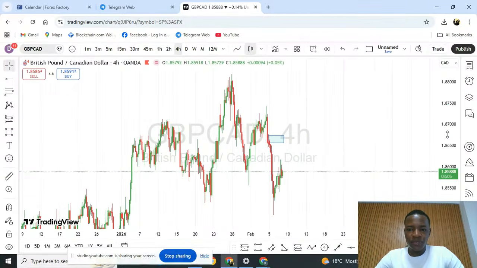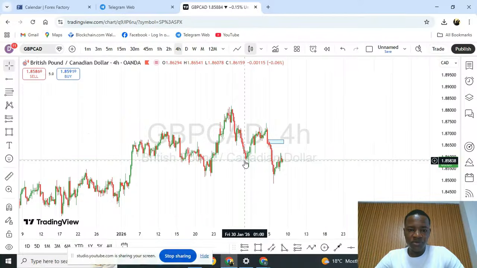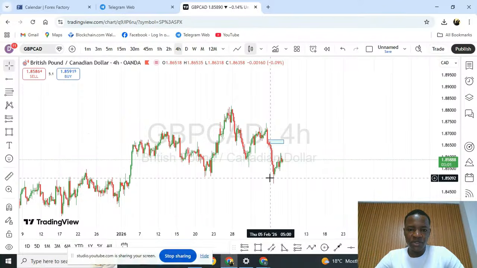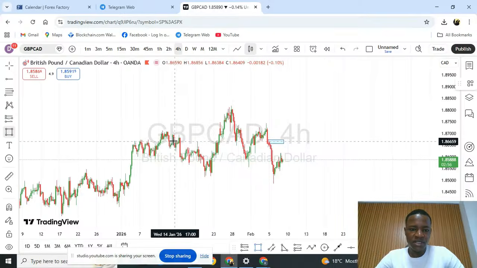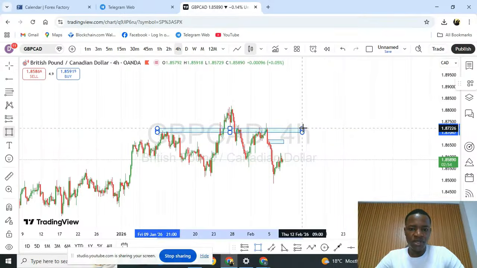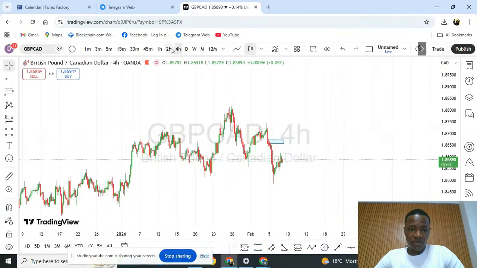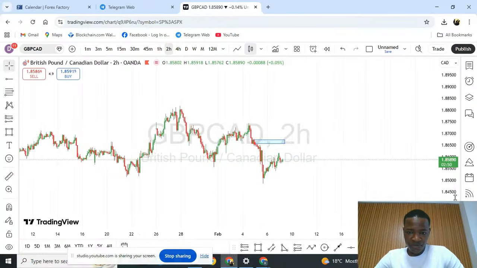GBPCAD. Okay, on GBPCAD, first of all, it broke the structure on the lower side, but took liquidity on the other side, and then today did a very good reversal here. You remember the day we were selling this trade here for those people who were in the office. You remember that day? But we have another block here. This order block, and it's visible on 2 hours.